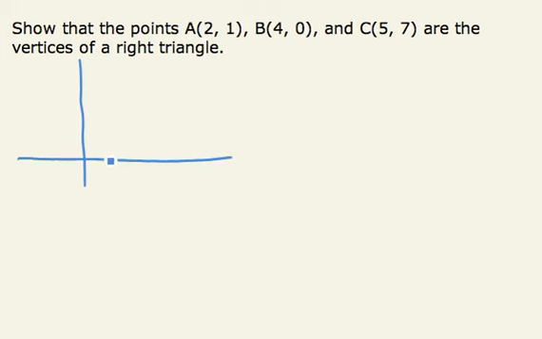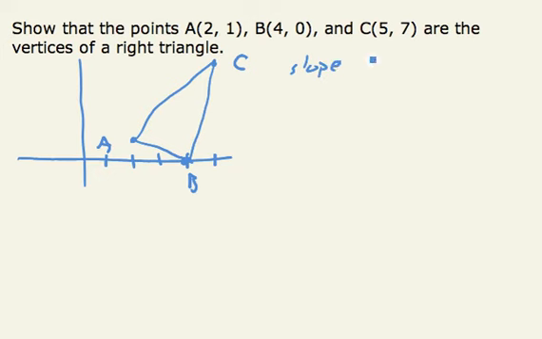Point A is at (2, 1). Point B is at (4, 0). So this is point B, and this is point A. And C is at (5, 7). So (5, 7) is going to be up here somewhere. So this is the triangle we're dealing with, and I would like to show that that is a right triangle. So let's find the three slopes.